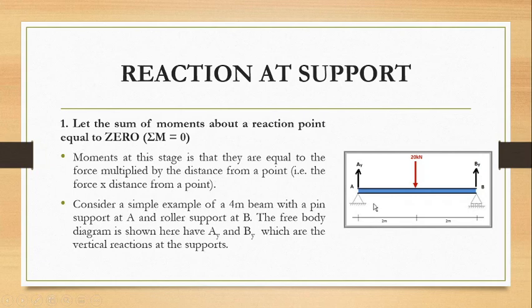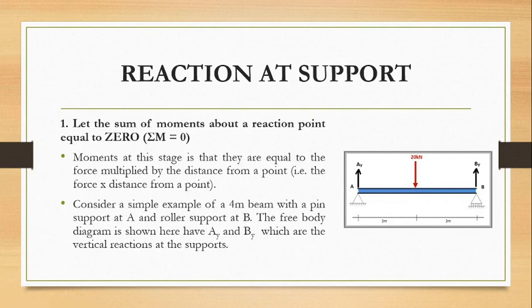So we are considering an example here: a beam which has a length of 4 meters. It has a pin support at point A and a roller support at point B. A force of 20 kilonewtons is exerted right in the center, so that it divides the total beam into 2 parts measuring 2 meters each. Moment is equal to the force multiplied by the distance from a point.